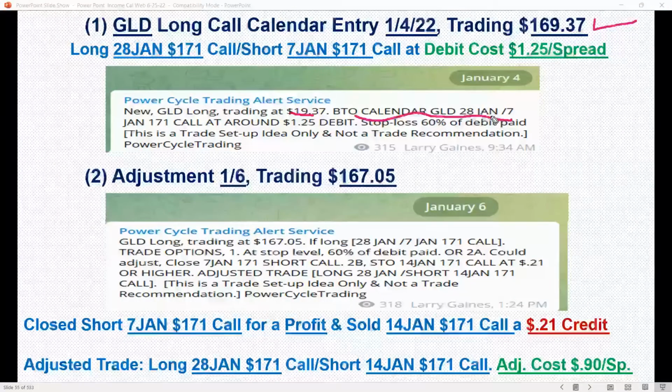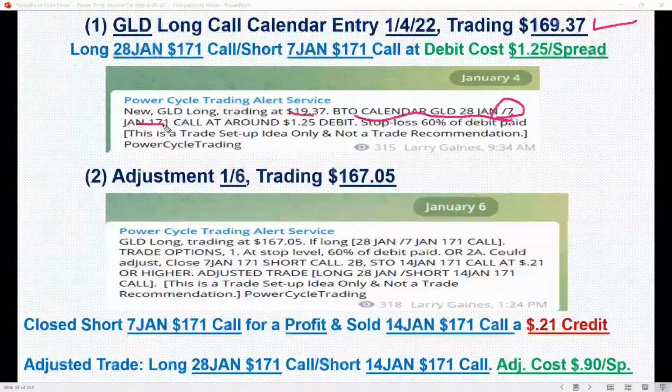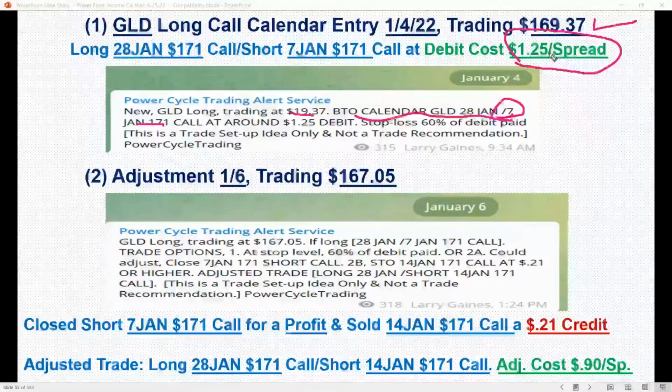So you'd be long the 28 Jan 171 call, and then short against it the 7 Jan 171. So you're long the 28 Jan 171 call, short the 7 Jan 171, closer in, short that for theta decay. In this trade, the cost of the trade was $1.25, your debit cost. That's the maximum you could lose. Now we did a couple of adjustments on it, so let's walk through.